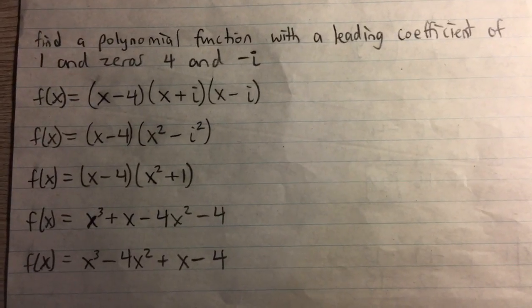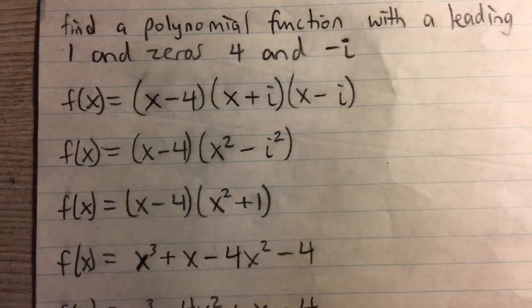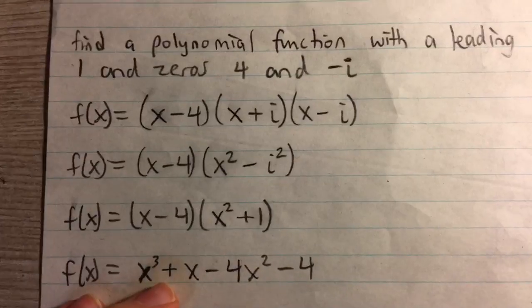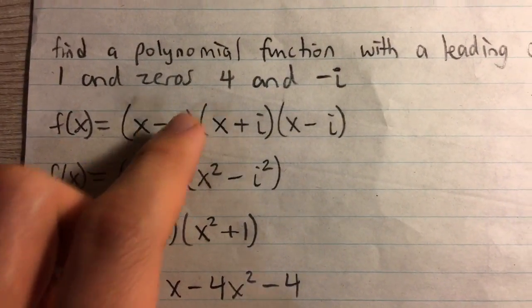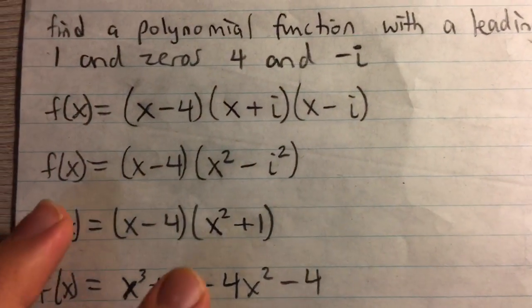Find a polynomial function with a leading coefficient of 1 and zeros 4 and negative i. Now here we go. We're going to first get the zero of 4, which means x minus 4. So if we plug in 4, it's going to equal 0, and the whole thing's going to be 0, right?